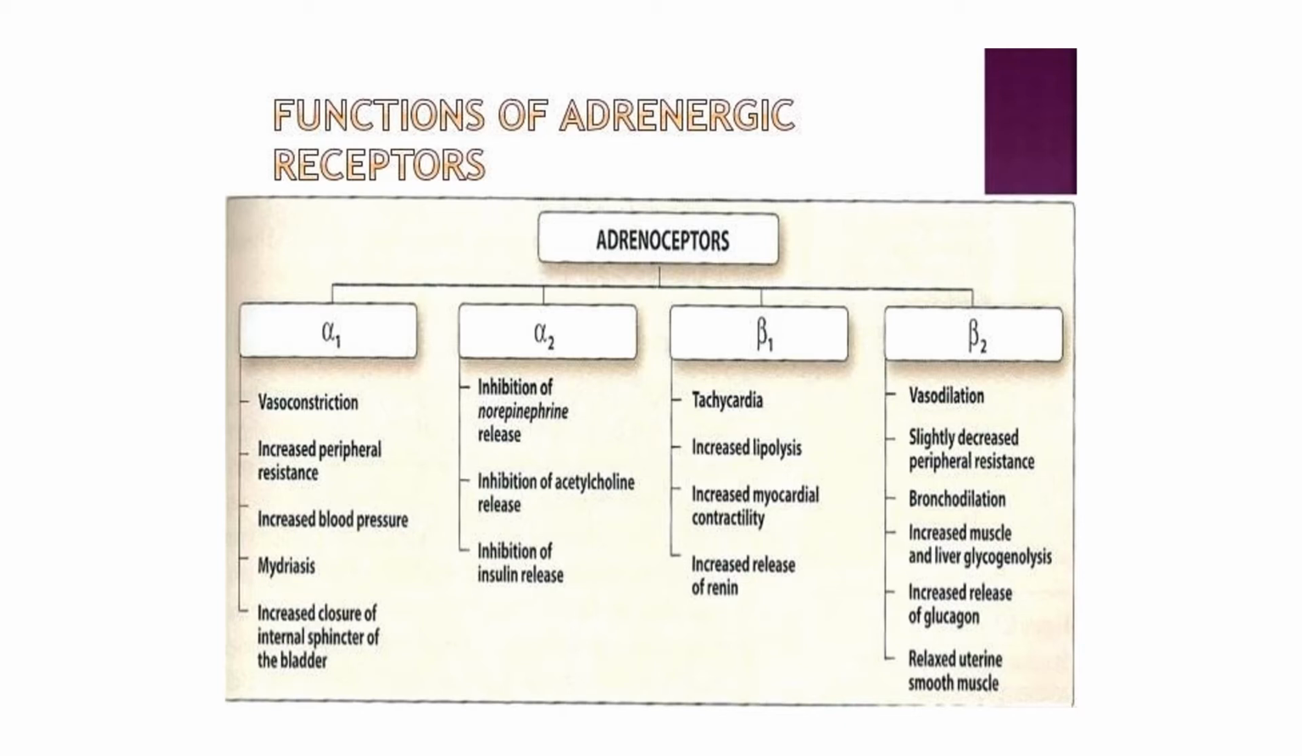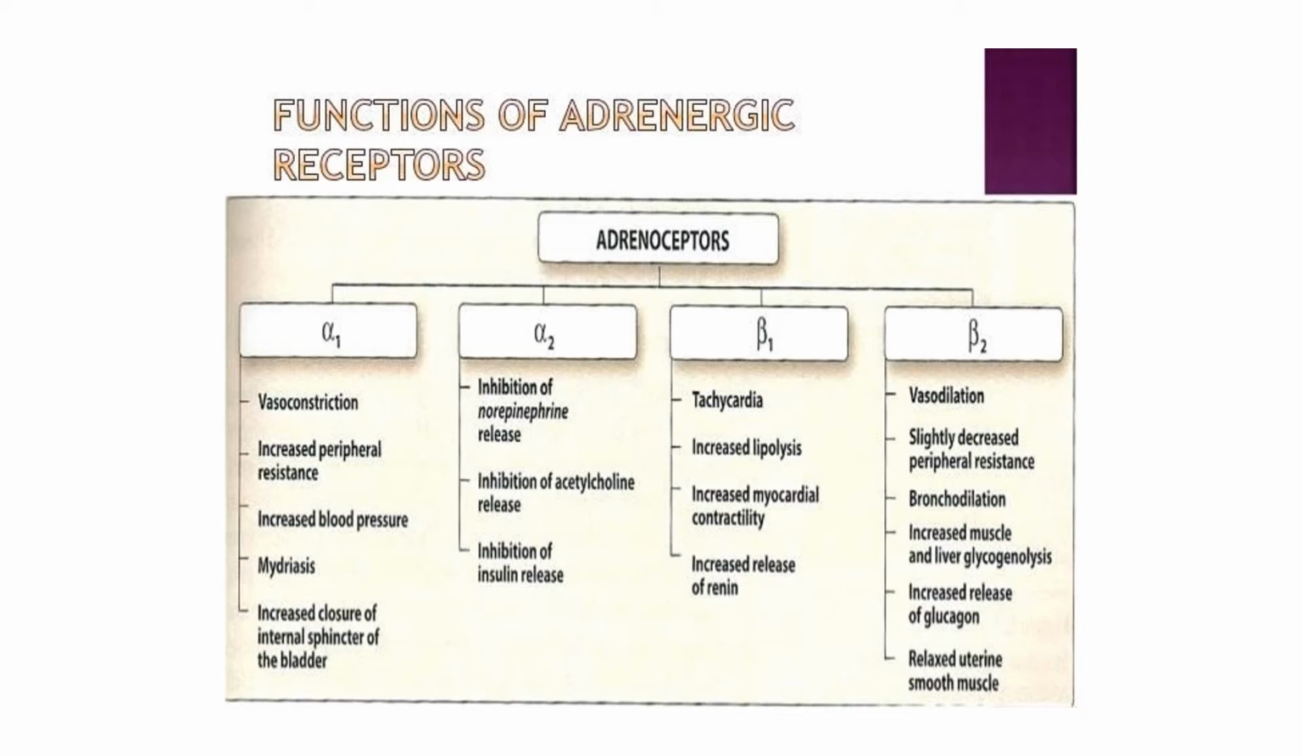But alpha-1 receptors in the prostate will cause increased closure of the little valve, the sphincter, that's just at the lower part of the bladder. Okay, so that'll hold your urine. So if I give you an alpha-1 stimulant or an agonist, it's going to tighten that sphincter and make it even more difficult to urinate.